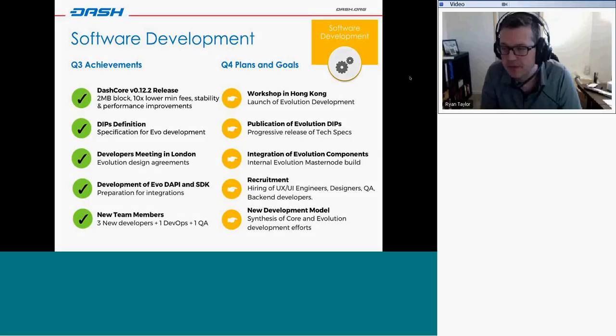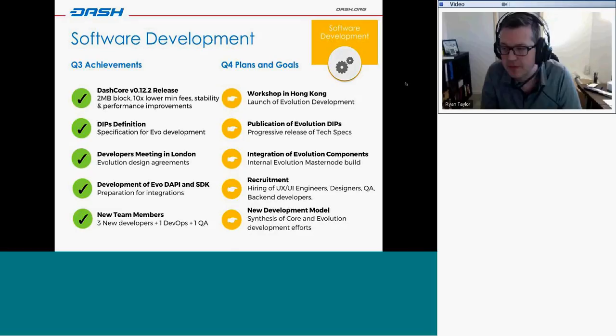And we had quite a bit of work done on the individual components. Backend components, the DAPI, which is Decentralized API, and the SDK, and we are optimizing those internal components and preparing for integrations post Hong Kong meeting, which I'll talk about in a moment. In addition to that, we've ramped up the team. There are 5 new additions: 3 new developers, 1 DevOps person, and 1 QA engineer. So that's just the major things that we have accomplished this past quarter.